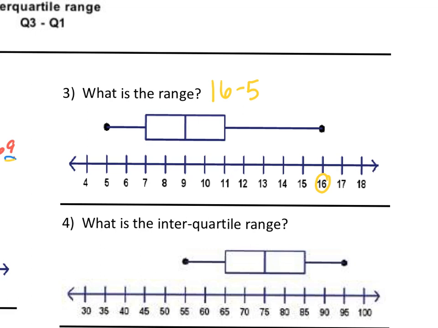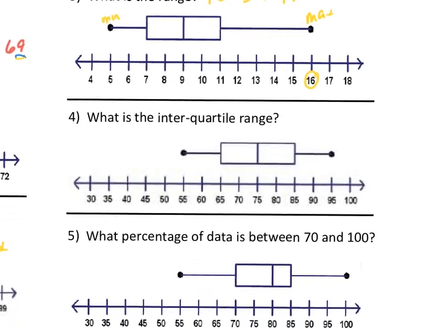16 minus 5 is 11. So 11 is my range. How do you feel about that so far? Wait, how'd you find that again? I found my maximum value, and I subtracted my minimum value, just like we did yesterday in our notes for range there. Okay, what is the interquartile range?